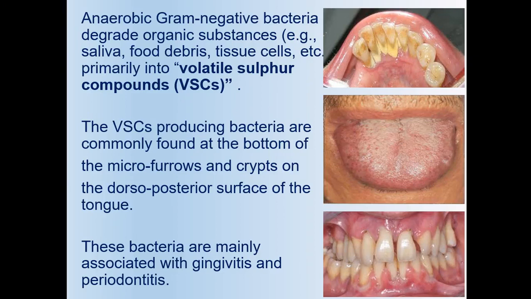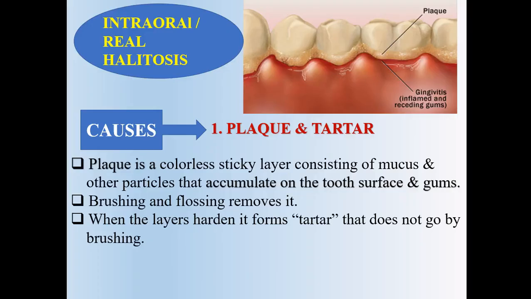These bacteria are mainly associated with gingivitis and periodontitis. I will talk about these two topics separately in my next videos. Here I will give you a little idea about these two conditions related to halitosis. Now let us see what causes the real halitosis. There are many causes, but the most important is presence of plaque and tartar.